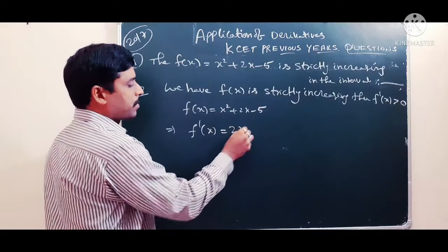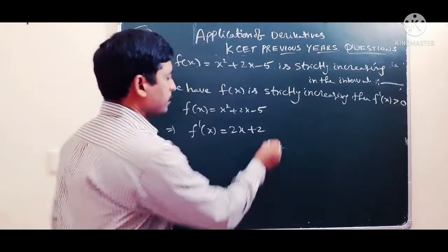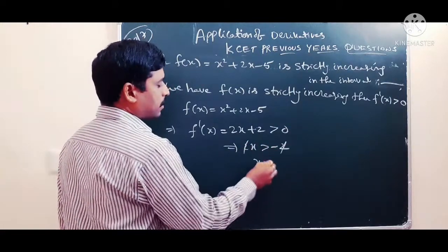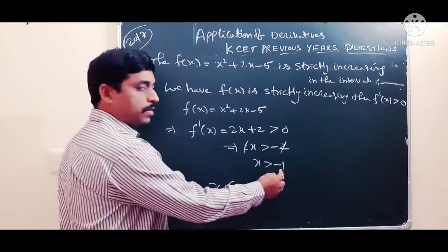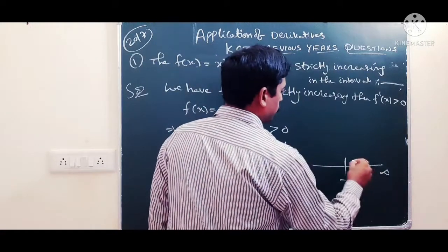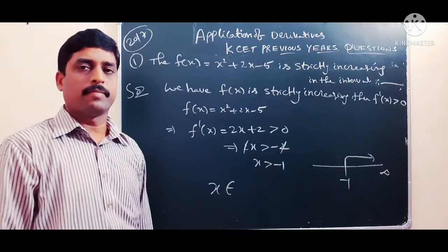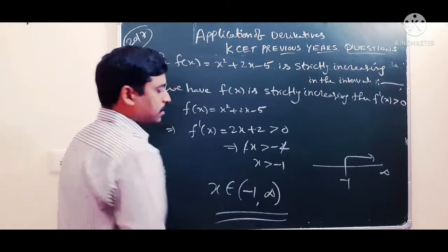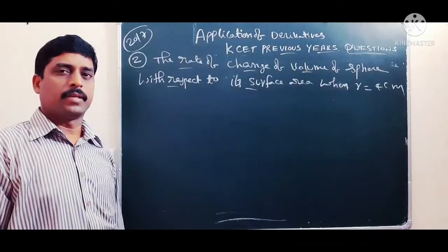Differentiation of x square plus 2x is 2x plus 2. Okay, what is the formula? f dash x should be greater than 0. Therefore 2x greater than minus 2, x greater than minus 1. So x values belong to more than minus 1; x satisfies all numbers more than minus 1. So minus 1 to infinity. In this interval, f of x is strictly increasing. Let us go to the next problem.